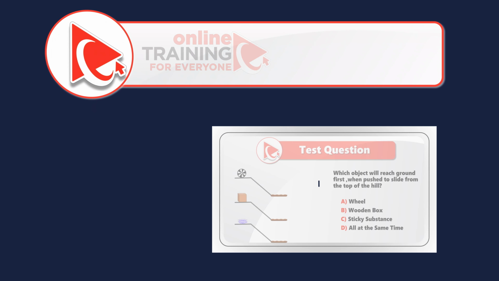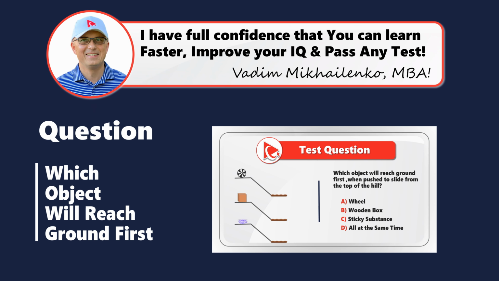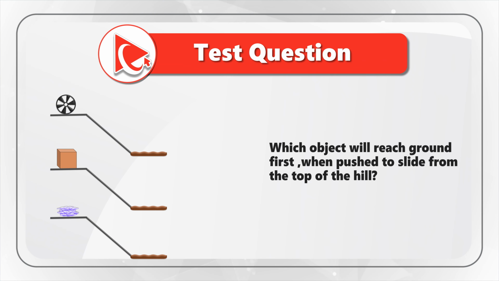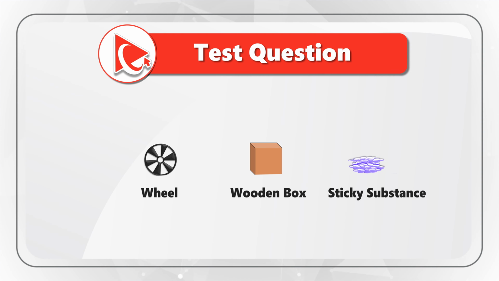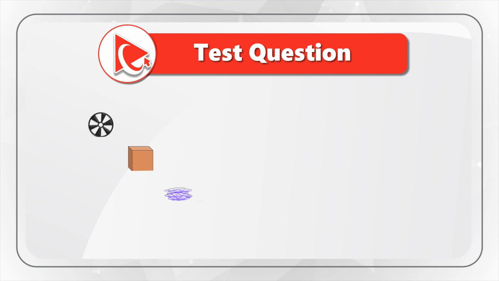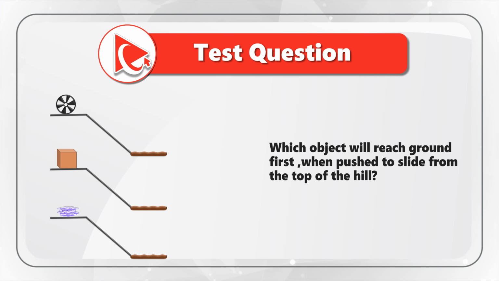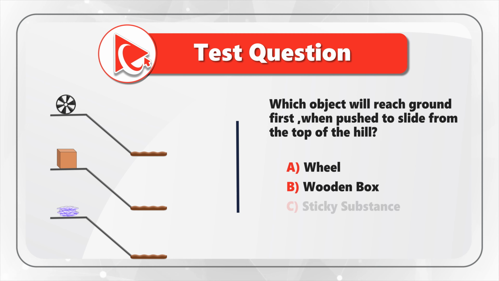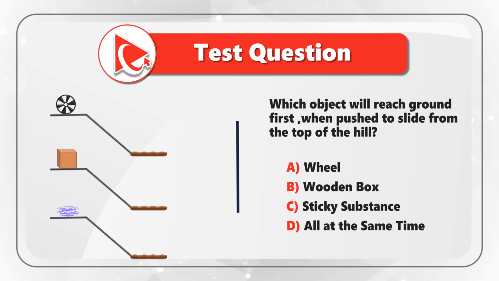Here's an amazing question which tests your knowledge of objects, their properties, and the way they move from the top of the hill down to the ground. You're presented with three different objects, and you need to determine which object will reach the ground first when pushed to slide from the top of the hill. You have four possible choices to select from. Choice A, wheel. Choice B, wooden box. Choice C, sticky substance. And last but not least, choice D, they all reach the ground at the same time.